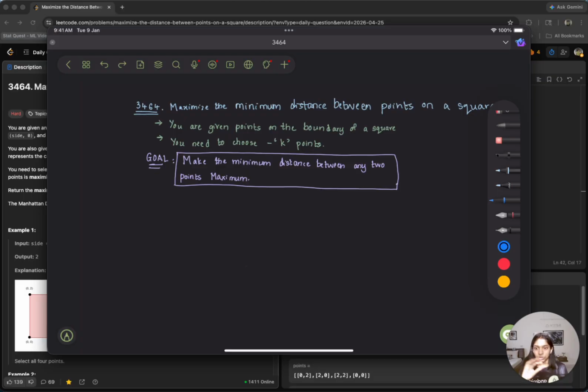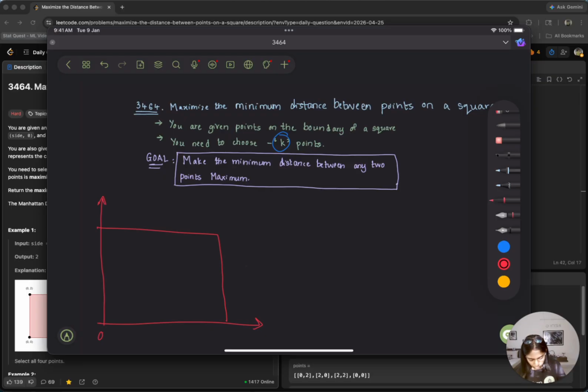Okay, so the question basically asks us that we have to maximize the minimum distance between points on a square. So you are given points on the boundary of a square, and you need to choose k points out of these. So essentially the goal is to make the minimum distance between any 2 points the maximum. All right, it's still confusing, so let's go ahead and try to draw it out and see.